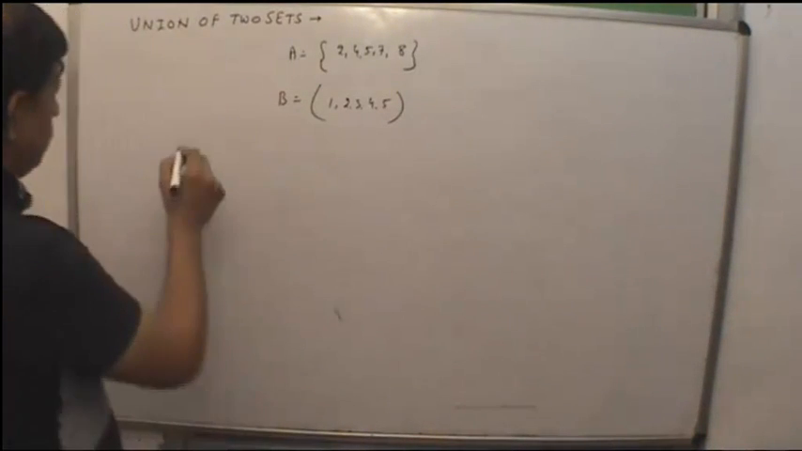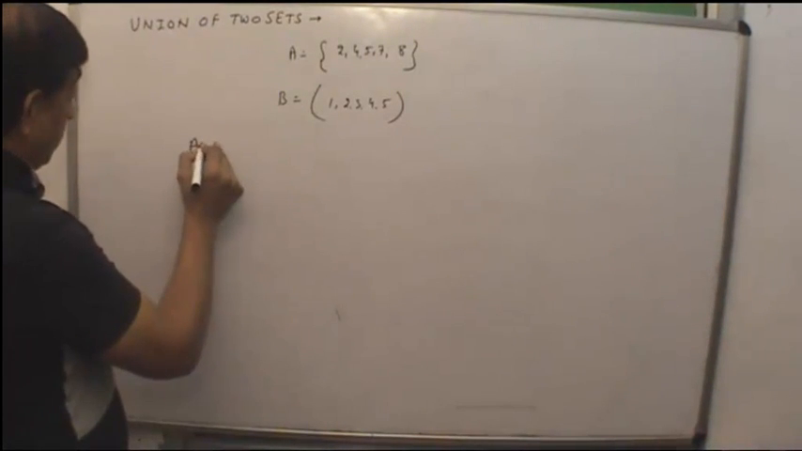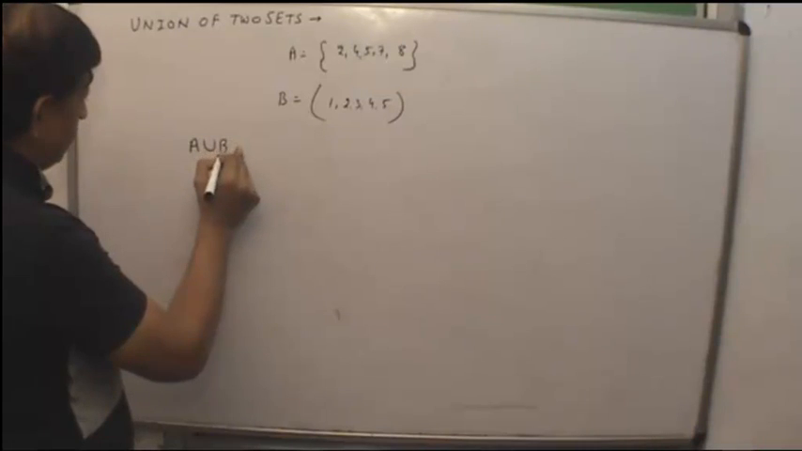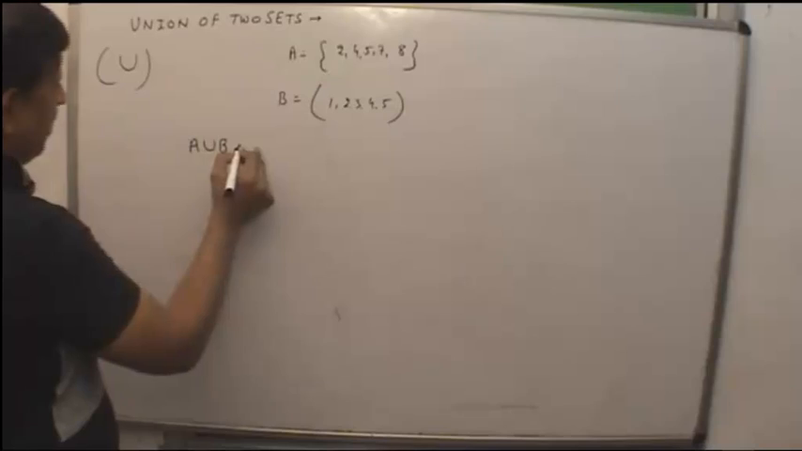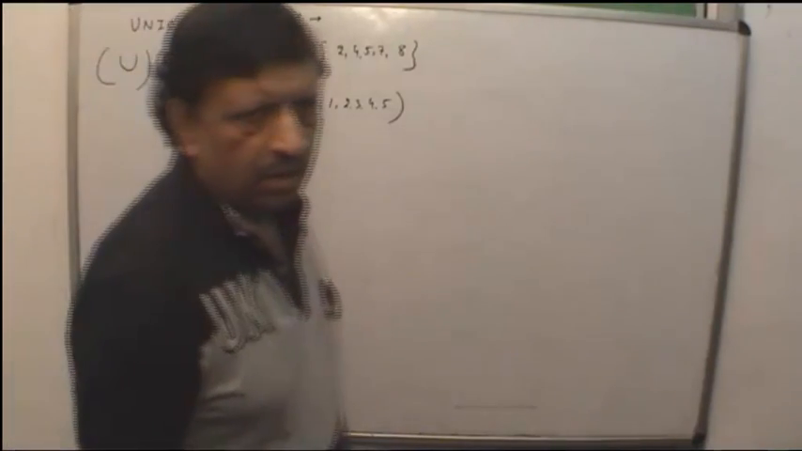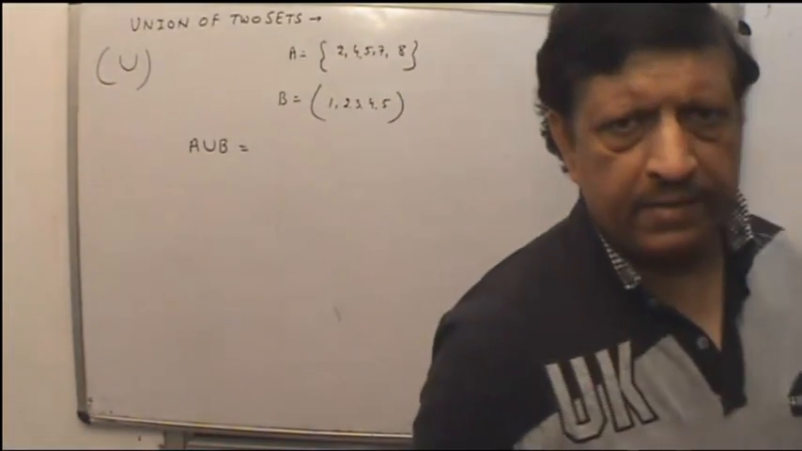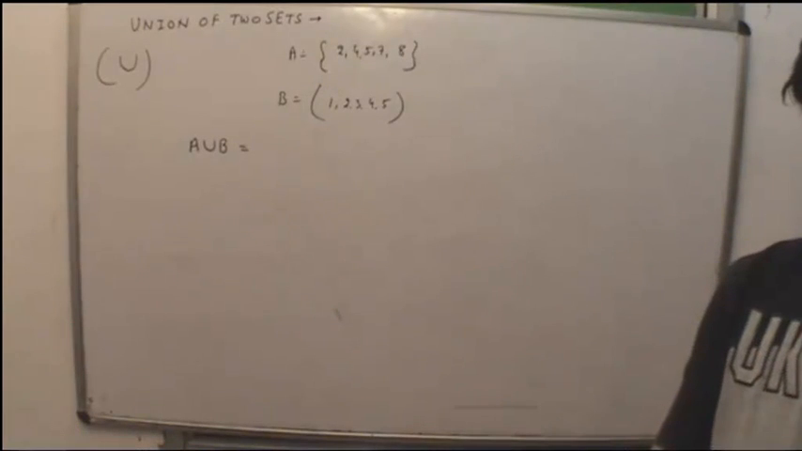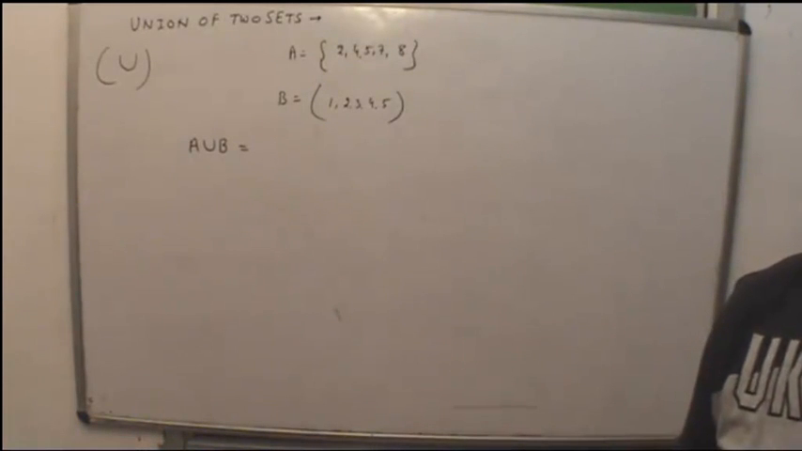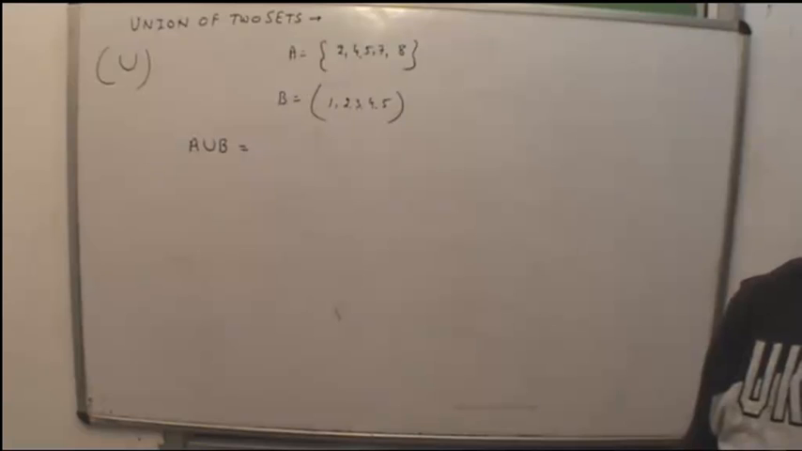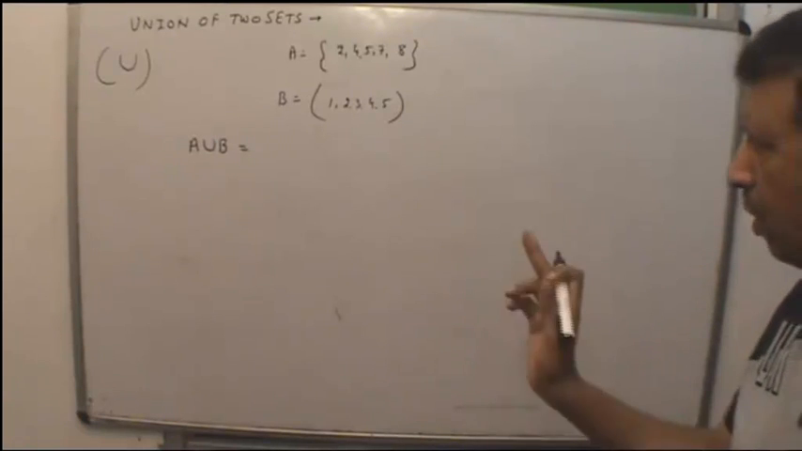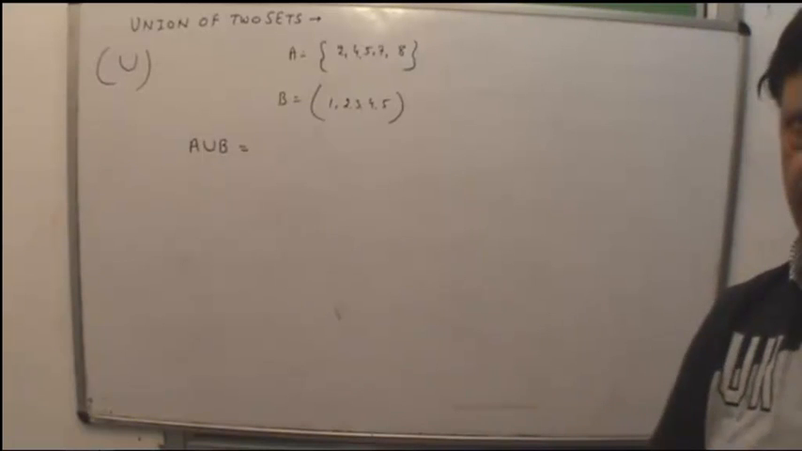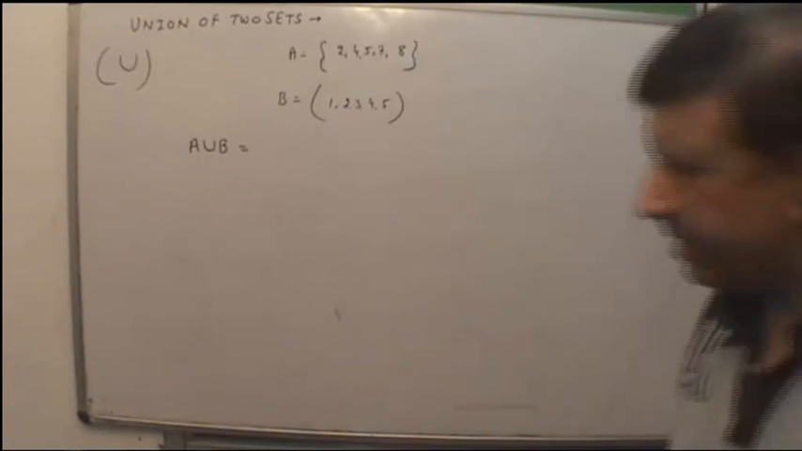Then A union B. It is a sign for union. A union B means combine the members of both sets, keeping in mind that no member should repeat itself.